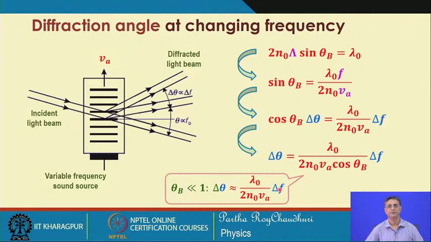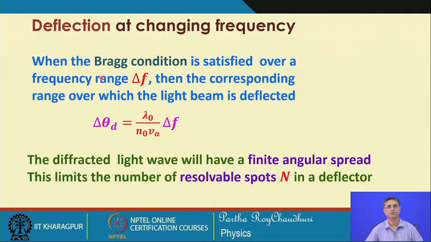If we change the frequency, then the deflected beam will undergo a change in position, and that is how, by just changing the frequency of the acoustic wave, the beam can be deflected from here to here. You can see that this is the undeviated beam, and it undergoes a change in position because of this frequency f naught, and you can see that delta theta is proportional to delta f. So, that is very clear. This tells you that when the Bragg condition is satisfied over a range of frequencies, that is delta f of the acoustic wave, then the corresponding range over which the light beam is deflected is given by this. So, delta theta, the deflected beam angle range, will be proportional to the delta f.